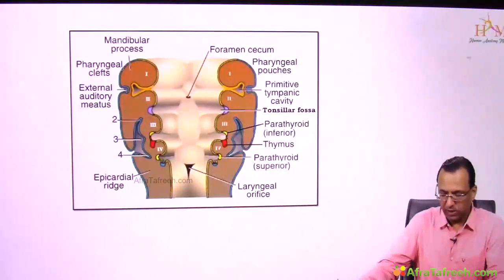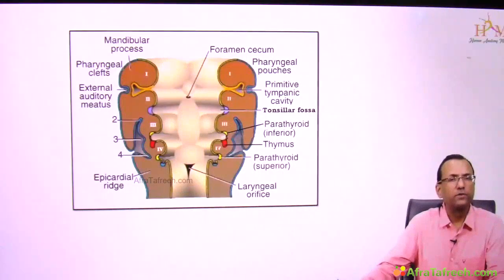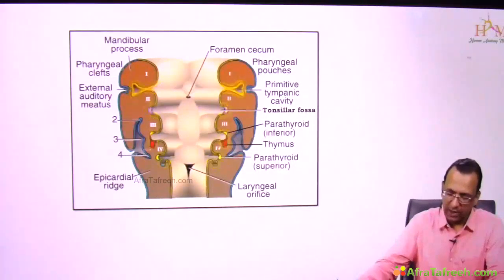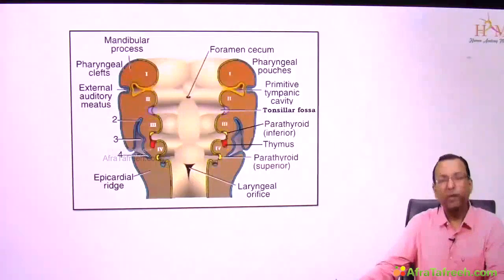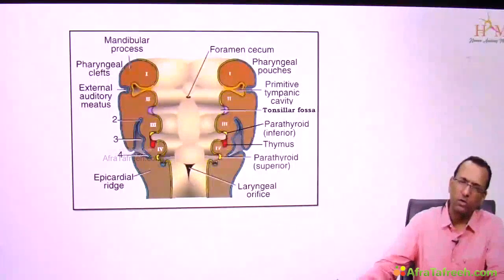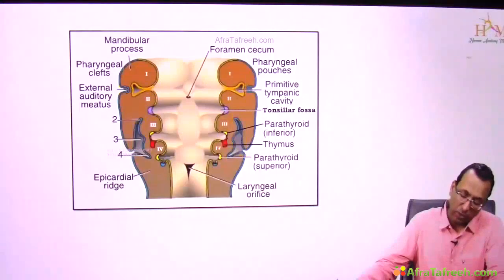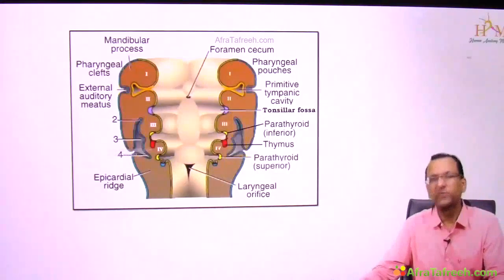So this is the next stage. What is happening now? You see, these are the inner endoderm pouches. What are they doing? We want to see. We also want to know what the clefts, which are on the outside, lined by ectoderm, are doing. Let us find out.